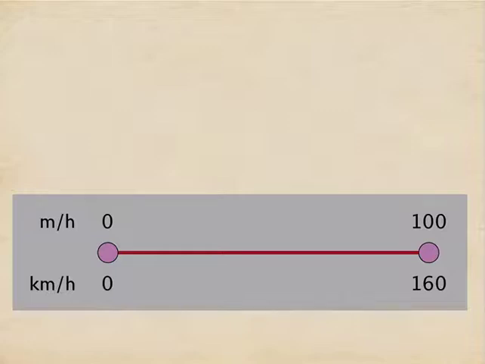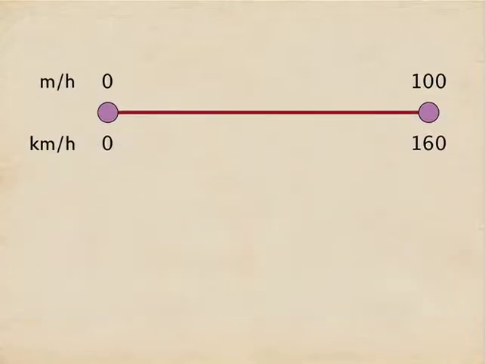So let's measure a couple of speeds in both of these systems. Suppose we're going 50 miles an hour. How fast is that in kilometers per hour? Well, 50 is halfway between 0 and 100. So what's halfway between 0 and 160? It's 80. So that's 80 kilometers per hour.